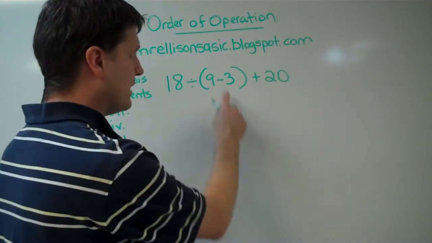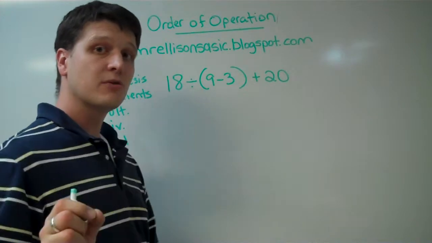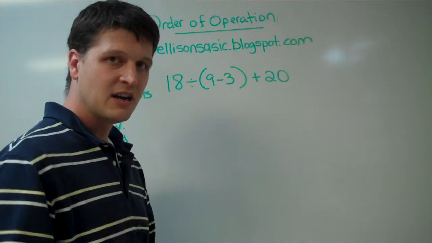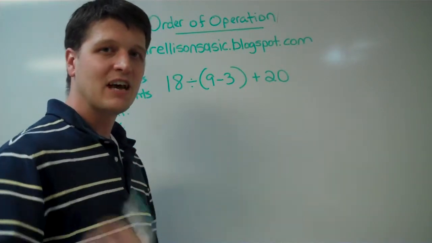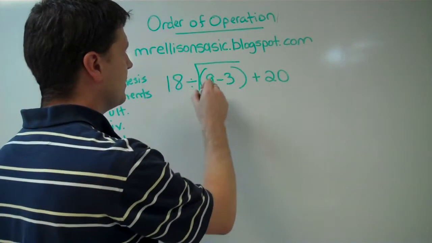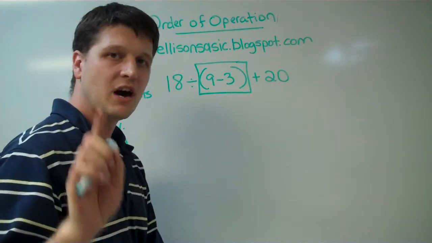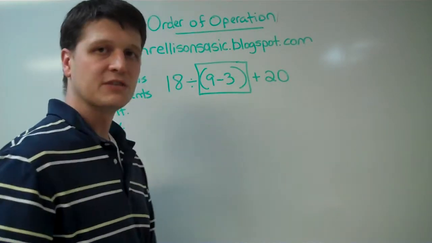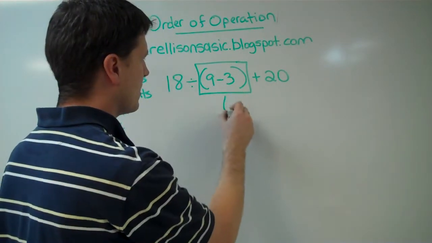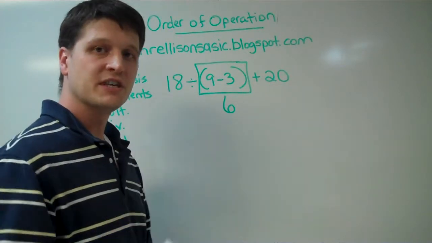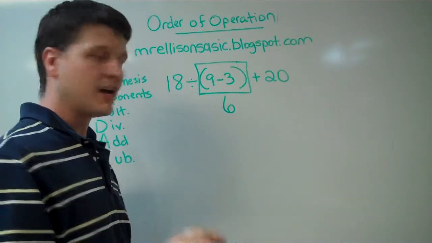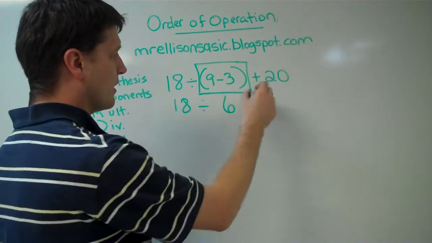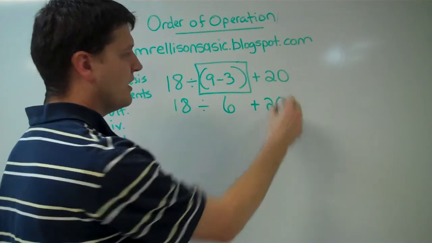Even though this is a subtraction operation inside the parentheses, we still want to subtract first because it is a parentheses operation. So let's go ahead and do that. What I like to have my kids do is box the operation that they will be doing, and have them do one operation at a time. So we have 9 minus 3 in parentheses, which gives us a 6. Then after we bring our 6 down, we're going to bring down everything else: our 18, our divided by symbol, our plus and our 20.